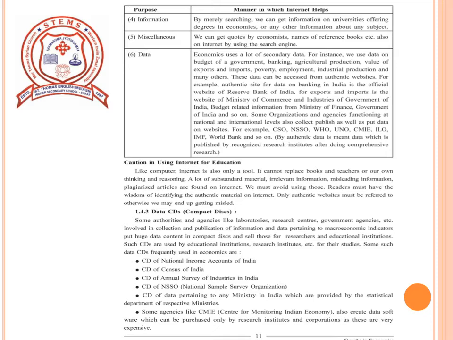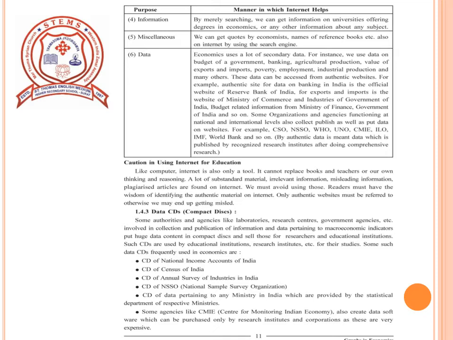Now the sixth point is data. There are various data available on the internet. Economics uses a lot of secondary data. Say, for example, if you want data regarding the budget of a government, or data regarding banking, agricultural production, the value of exports and imports, or data related to poverty, employment, industrial production and many others, then these data can be accessed from authentic websites. Clear with this? So data are available on the internet.